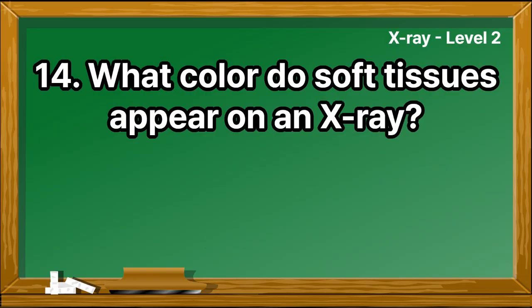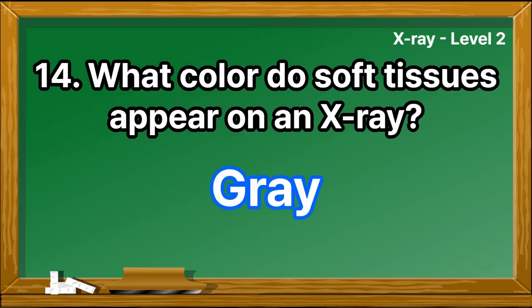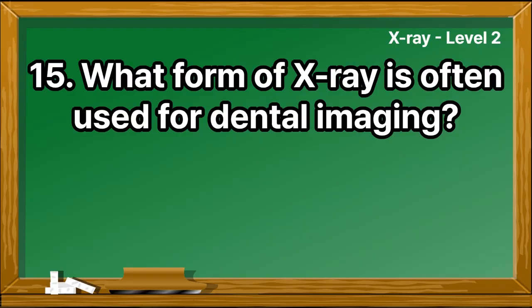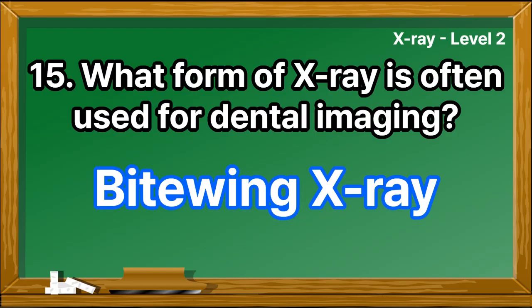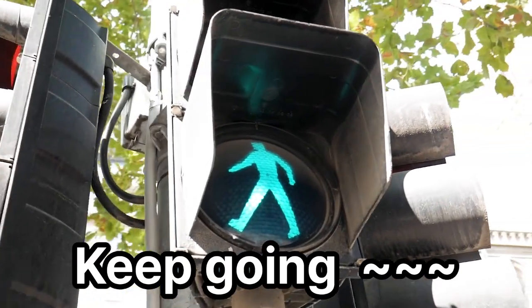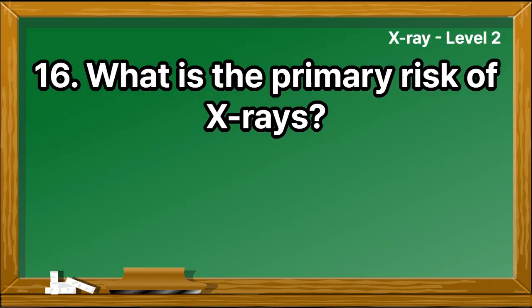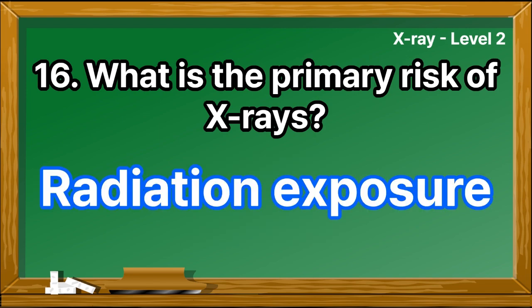What color do soft tissues appear on an X-ray? Gray. What form of X-ray is often used for dental imaging? Bite wing X-ray. Keep going. What is the primary risk of X-rays? Radiation exposure.